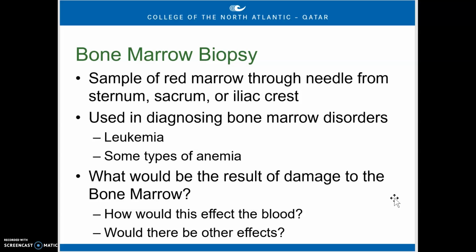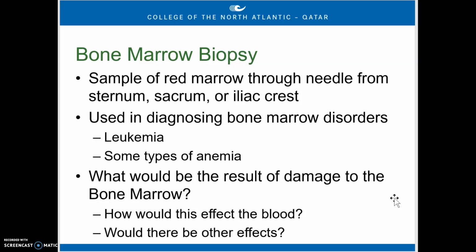Now, if there's damage or a disease with the bone marrow, how would this affect the blood? That's a pretty interesting question to ask. If the tissue that produces the blood is damaged, how will that affect the blood in that patient? Will that patient stay healthy, or will there be issues? And then if you think about this even further, what would be some of the side effects, or what would be other effects in the body if the tissue that produces the blood is damaged?